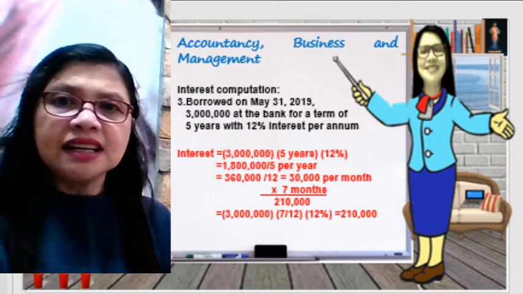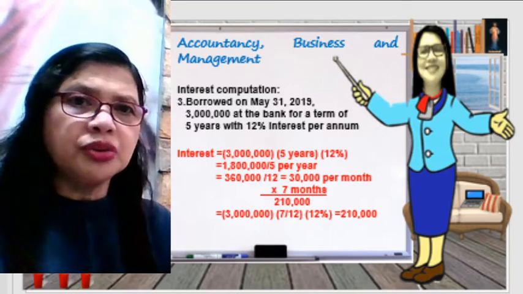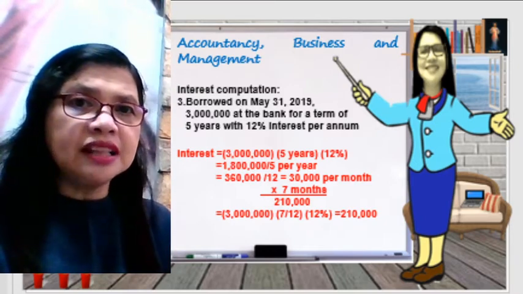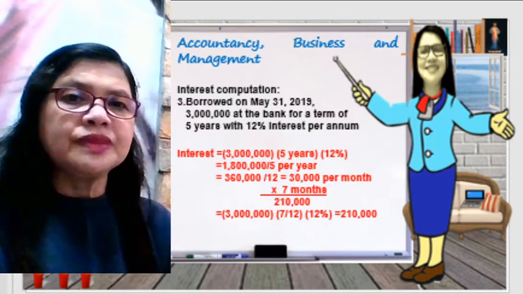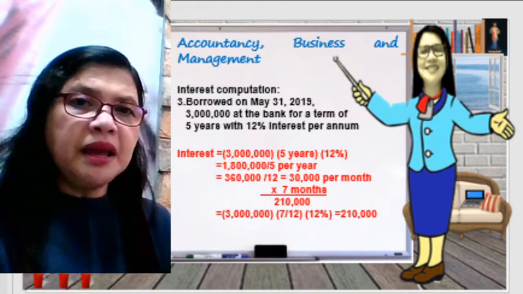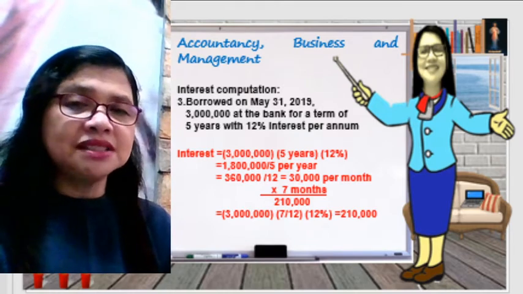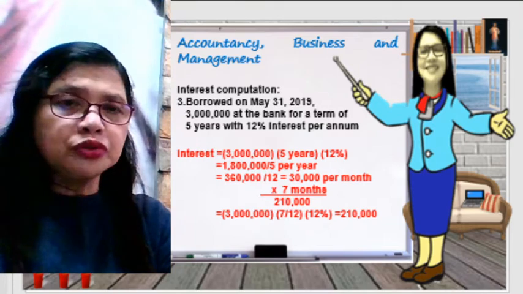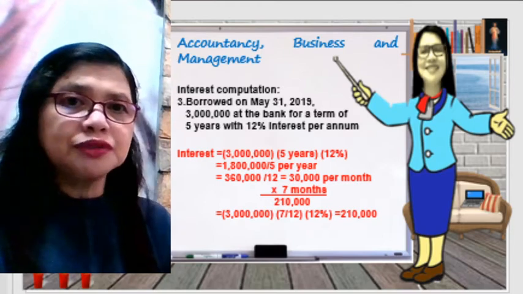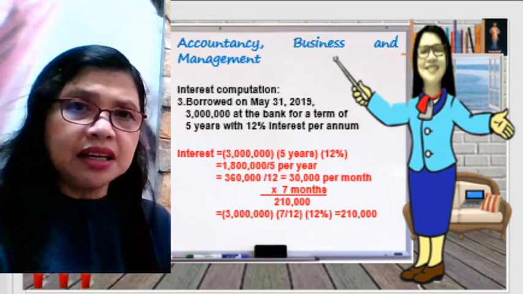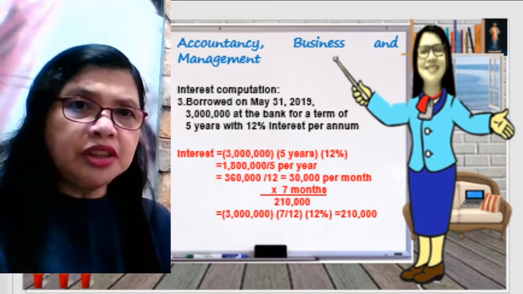Next, okay, so here now is the interest computation. Borrowed on May 31, 2019, 3 million at the bank for a term of 5 years with 12% interest per annum. So we have to take note of the date. May 31 to December 31 is 7 months: May, June, July, August, September, October, November, December 31. So 7 months. But we have to compute first for the interest, which is principal times the rate of 12% times the term of the loan of 5 years.